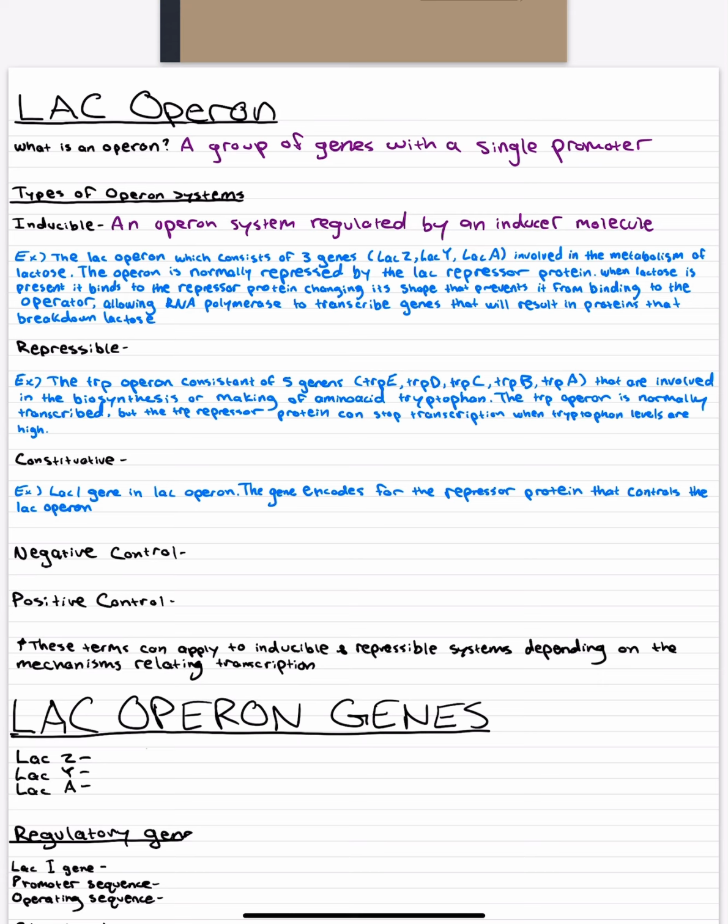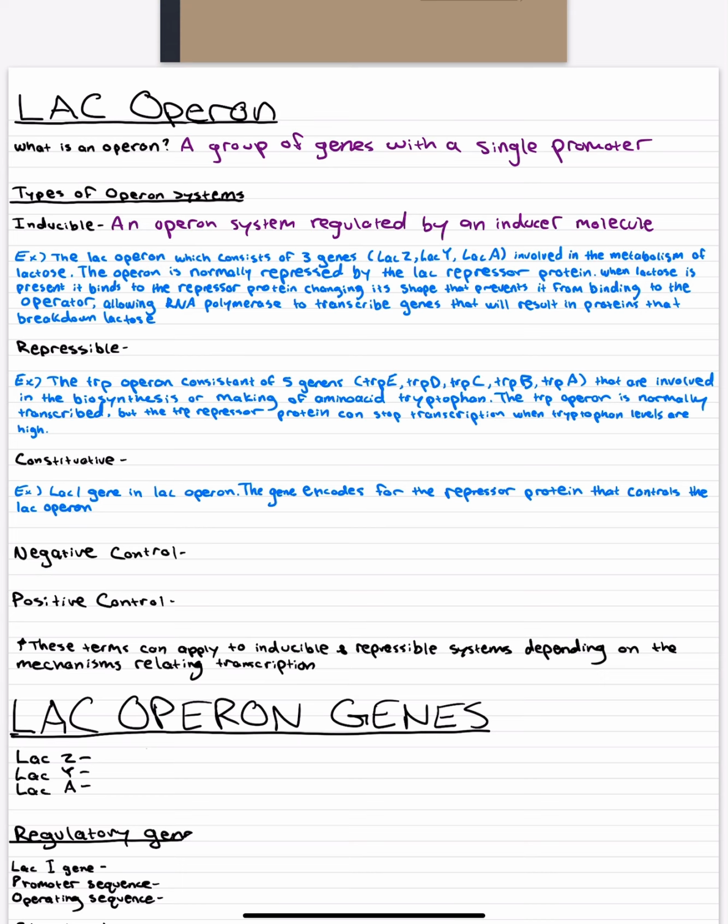If this amino acid is present in the environment, it would not be energetically favorable to make more of it since we already have some in the environment. However, when there is a low amount of the amino acid tryptophan in the environment, this operon is then turned on and allowed to transcribe the proteins that can make tryptophan.